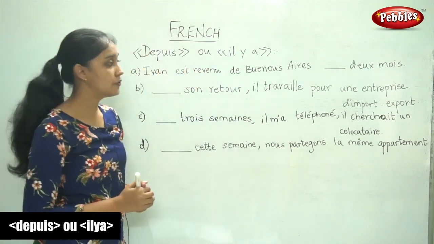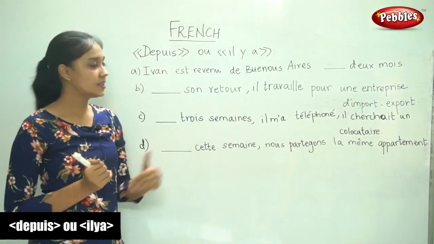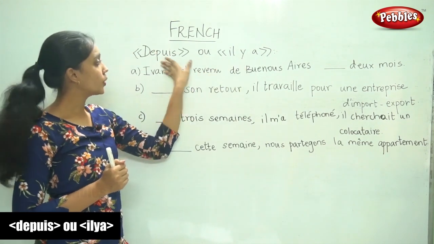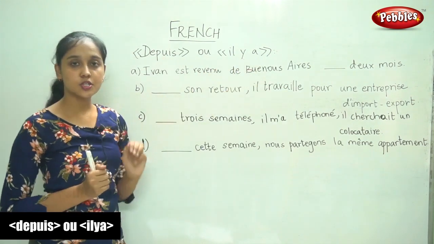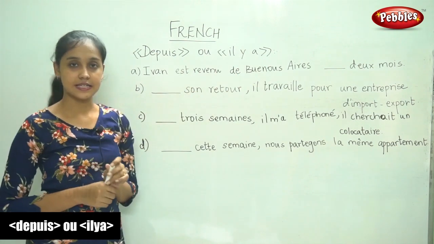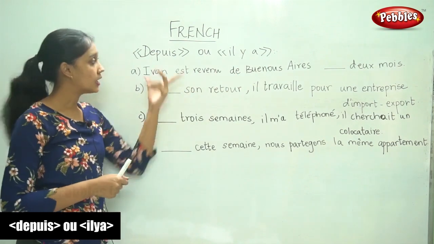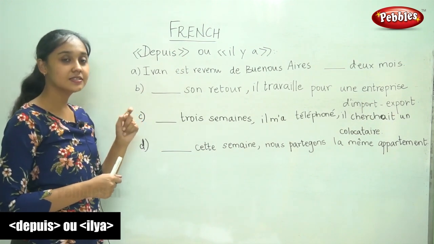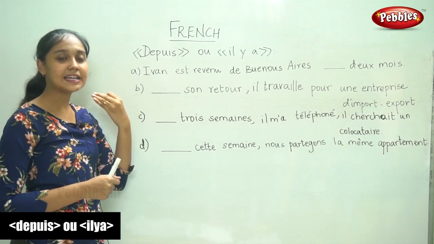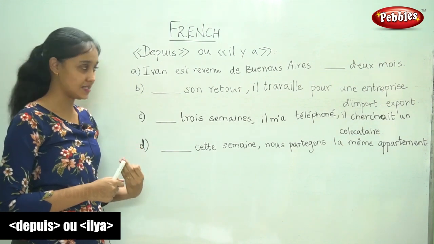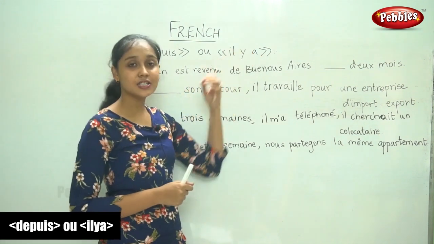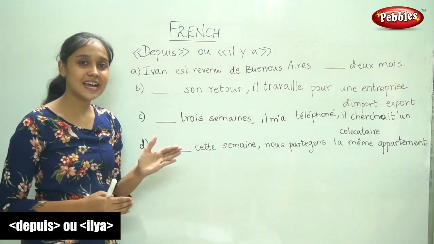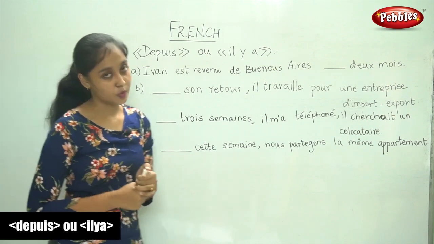Now we are going to fill in the blanks with either depuis or il y a. So we are going to fill in one of these two words in these sentences. If you remember, depuis is used for an action that took place in the past and is continuing in the present. Il y a is used to express the duration from a past action till the present moment.